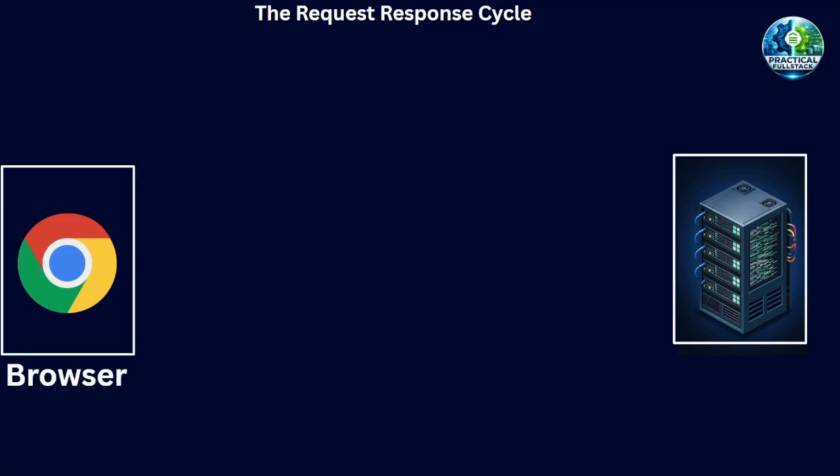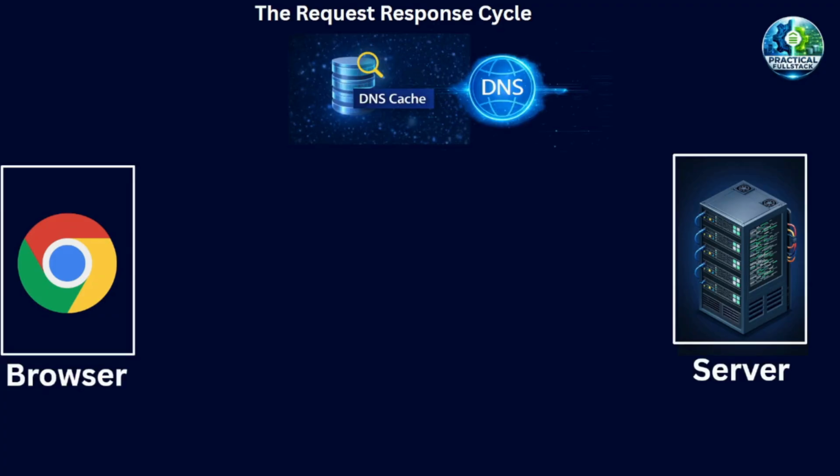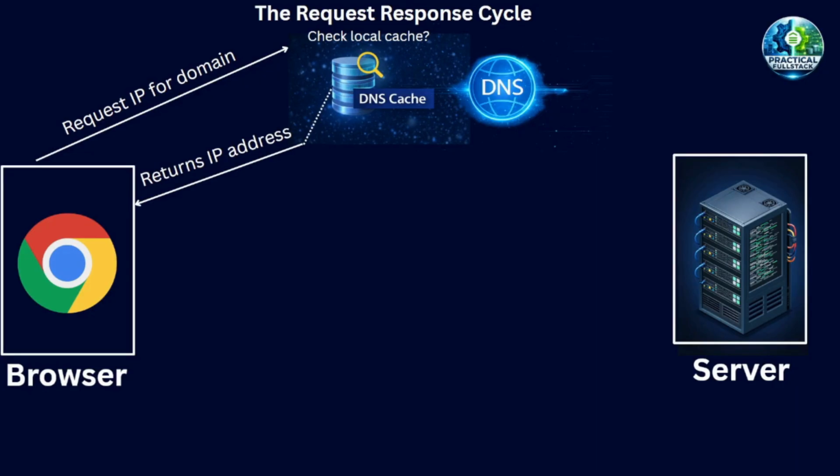So we have the browser, server, DNS, and its cache. First, the browser will make a call to DNS asking for the IP address. Firstly, it will check in the local cache. If it is present in the local cache, then it returns the IP address to the browser. If it is not present in the local cache, then the call is made to the actual DNS, from which the browser retrieves the IP address.